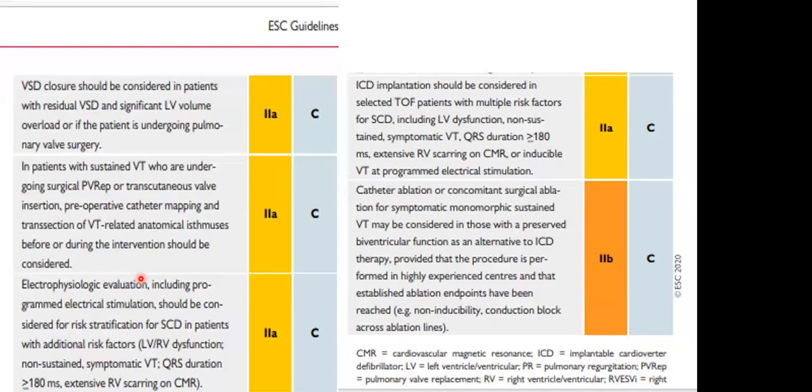Then for the VSD, a VSD closure should be considered. We're taking it step by step because we have a lot of things occurring in TOF. So a VSD closure should be considered in patients with residual VSD and significant left ventricular volume overload, meaning that if this patient is in failure, you understand? And the patient is also being primed to do a pulmonary valve surgery. So a patient who is being primed to do a pulmonary valve surgery, who has a background left ventricular volume overload, should have a VSD closure done as well as the pulmonary valve surgery that the patient already has been booked for.